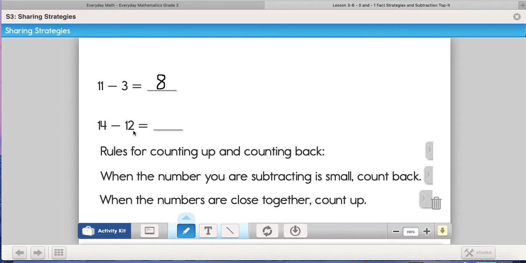It's a lot easier if you start at this small number and count up till you get to the big number. So this time, instead of saying 14 minus 12, and I would count back 12, I'm going to start at 12 and count up to 14. So I would say 12, 13, 14. Now I only had to count 2 more to get up to 14. So if I started at 14 and I took away 12, then there would be 2 left over.